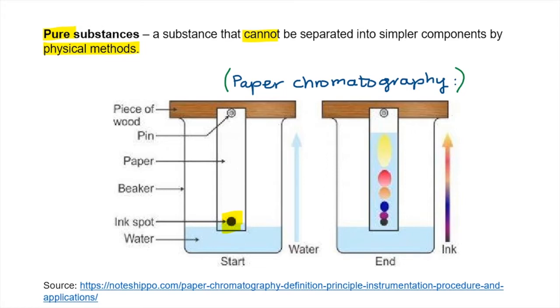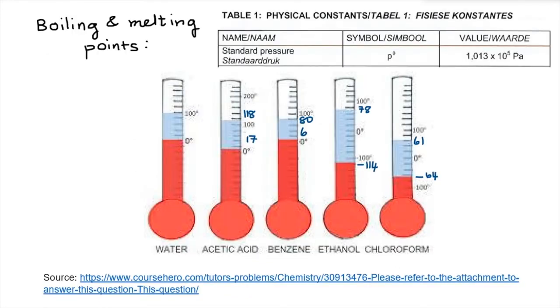submerge a small part of that paper in water, what is going to happen is that the paper is going to absorb the water, and the water is going to slowly move up the paper. When it does so, we see that the ink is separated into its different components and different colors. That is because the different components have different degrees of solubility in the water. And using this method, we can clearly see that ink from a marker pen is not a pure substance, but a mixture.